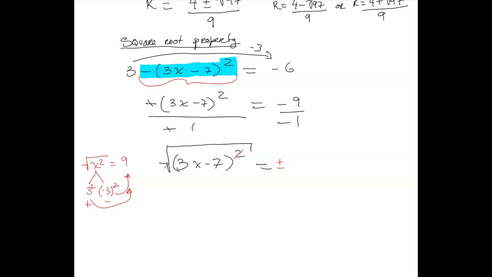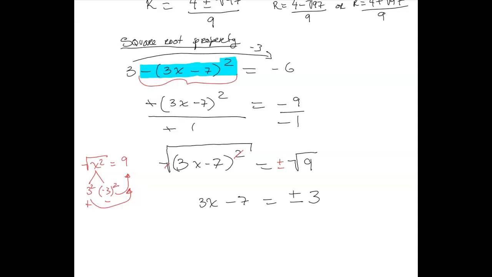Then you apply the square root of 9. The plus and minus shows you that you have two answers here. Okay. So next step, the square root and the square cancel each other out. So we're left with 3x minus 7 equal to plus minus 3, right? Then I can solve for x. So this is just a simple equation.